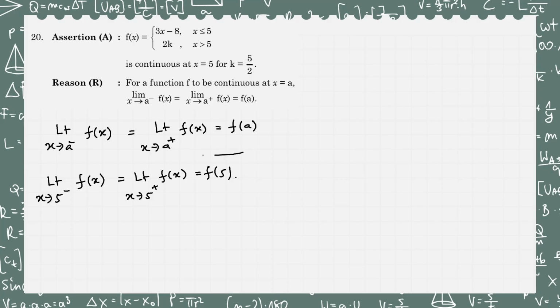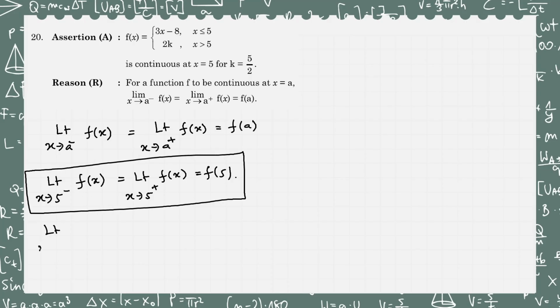So we need to check this. First let us find the left limit. The limit as x tends to 5 minus of f(x), you know that we can find as the limit as h tends to 0 of f of 5 minus h for this.